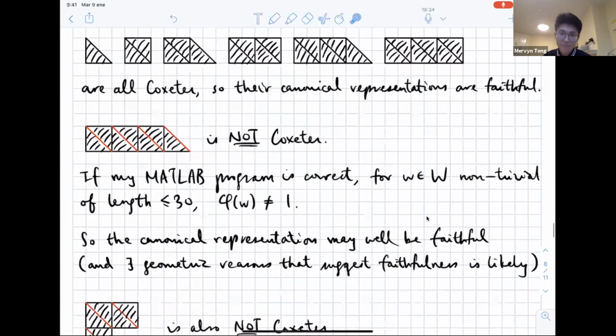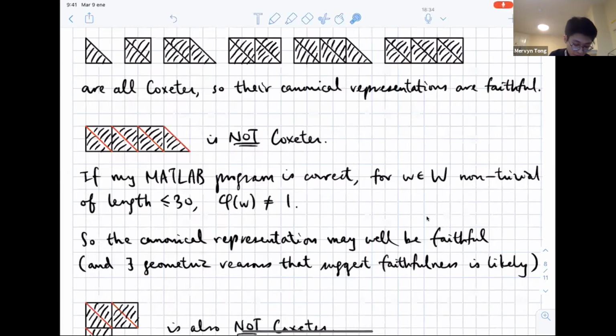So for the project, I investigated a few groups and their canonical representations. It turns out that this sequence of 1 to 6 shaded triangles are all actually isomorphic to Coxeter groups, and therefore their canonical representations are faithful. But when you go up to 7 shaded triangles, this is no longer Coxeter.